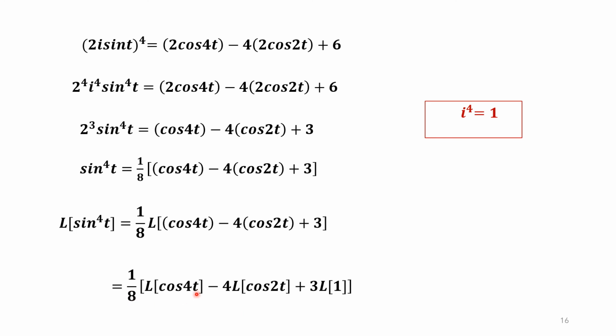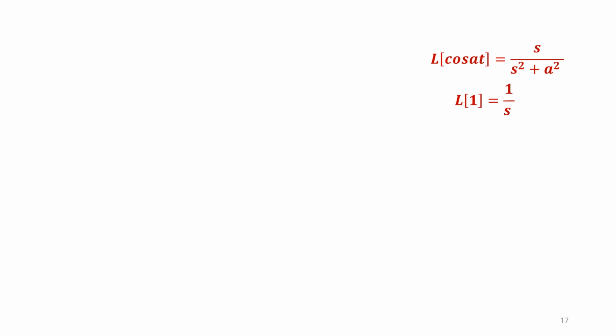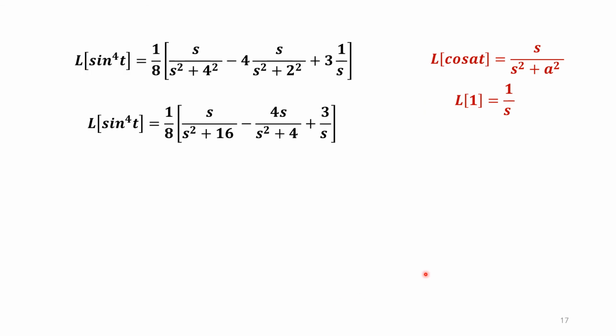So writing the Laplace transform of all the 3 functions. So we have the first function as cos 4t, which is s upon s square plus 4 square. Second term is cos 2t, so s upon s square plus 2 square, and L of 1 is 1 by s. Simplifying, 4 square is 16, 2 square is 4. This is Laplace transform of sine raised to 4.